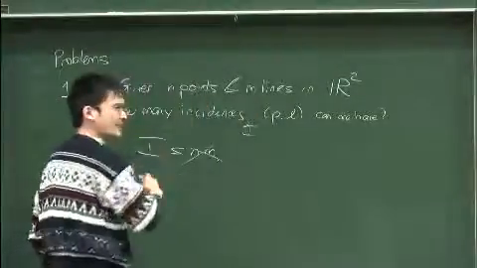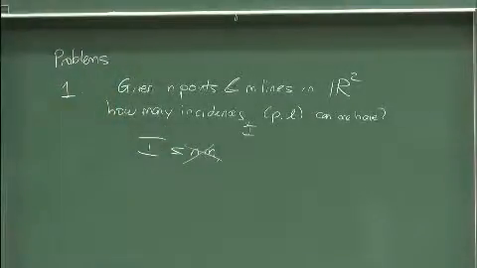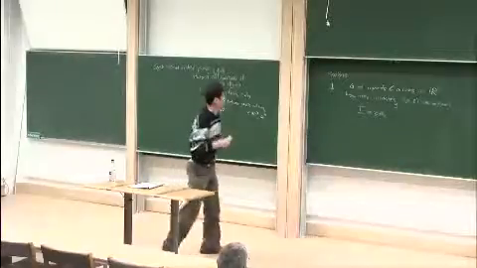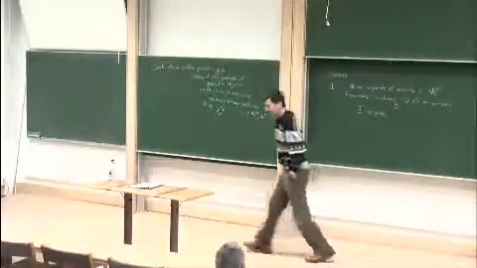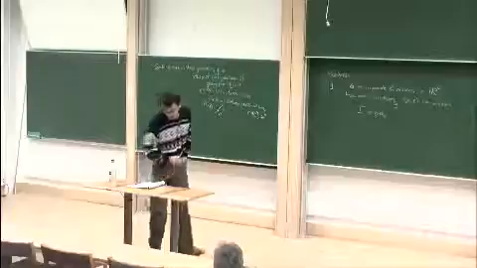Okay. When I say n points, I mean n distinct points. Okay. It's cardinality. Okay. No, it's not a scheme or anything. Okay. So all right. Okay. So that's one question.